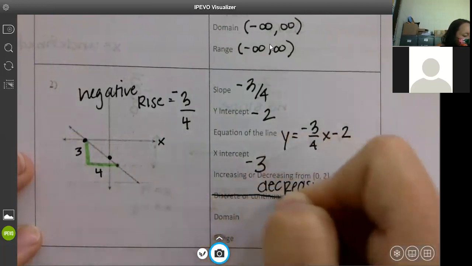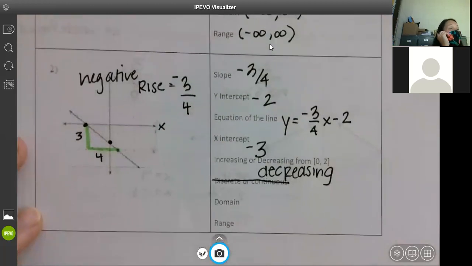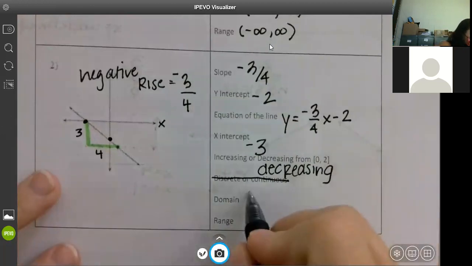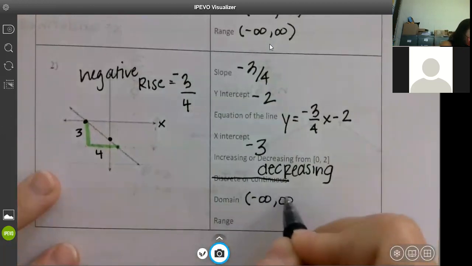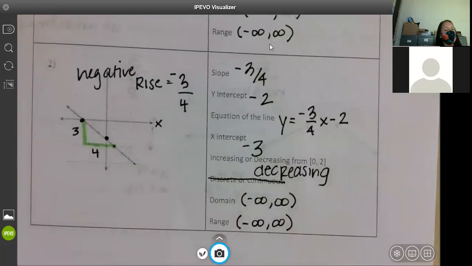We're not worried about discrete or continuous, but we do know that this one is continuous because it doesn't stop. If it doesn't stop, what is its domain? Make sure you put the negative first. And then what's the range? Negative to positive infinity. That will not change until we change the domain, until it's not continuous.